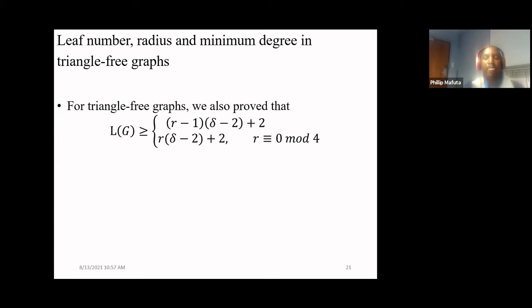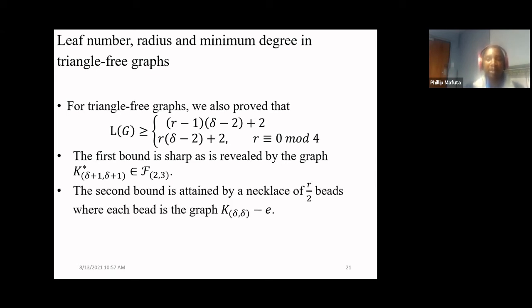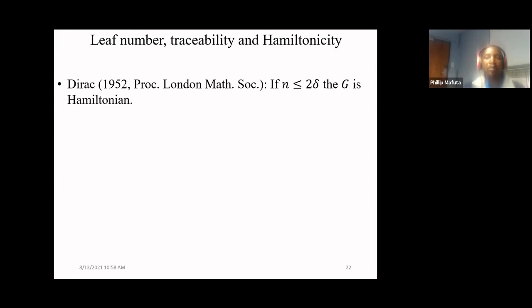So now we consider leaf number in terms of radius in triangle free graphs. These bounds we also proved using similar ideas, considering a matching which is at distance at least three. So I will not put the proof as before. So this marks the end of the section.